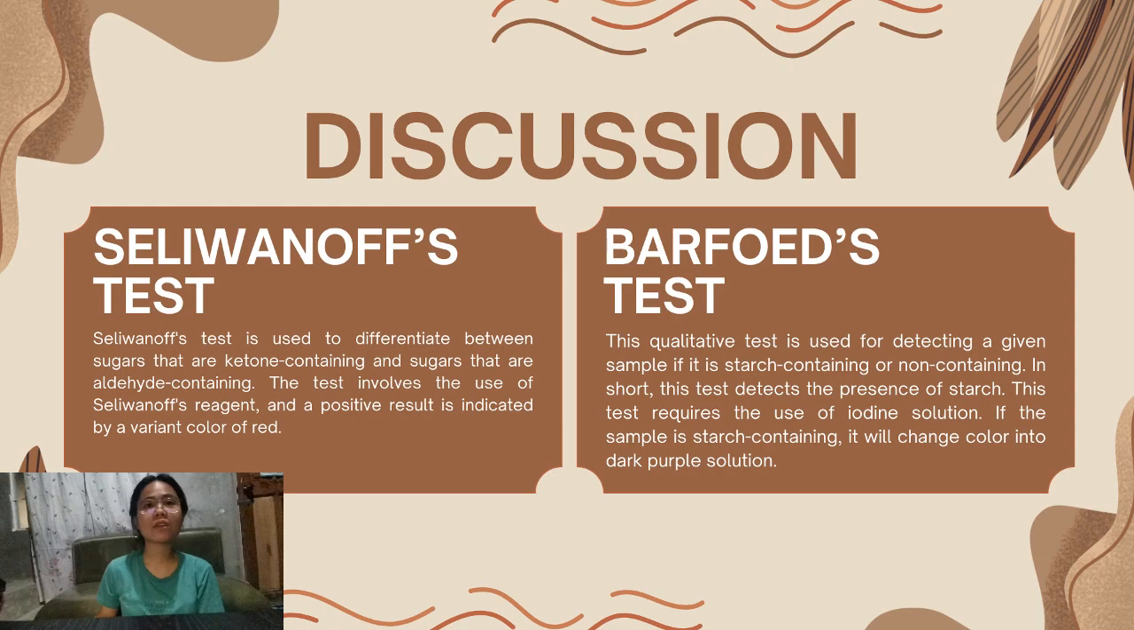However, the iodine test is used for detecting whether a given sample is starch containing or non-containing. If the sample contains starch, it will show a positive result with dark purple solution. If it's not, it will show a light brown solution.